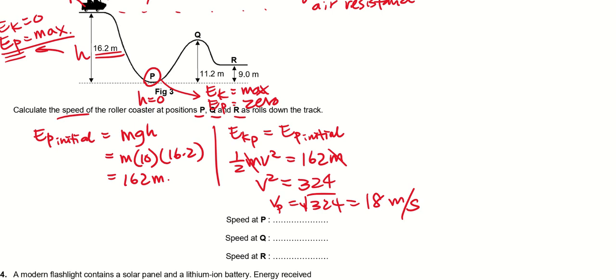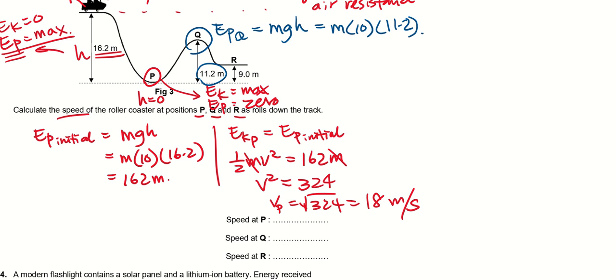So at Q, I know it's going to have some energy in the gravitational potential store, because it has a height. So I can calculate it now, equals to mgh, and m I keep it constant. G is 10, the height is 11.2. But I don't know what is the speed at Q, so I would not know the energy in the kinetic store at Q.